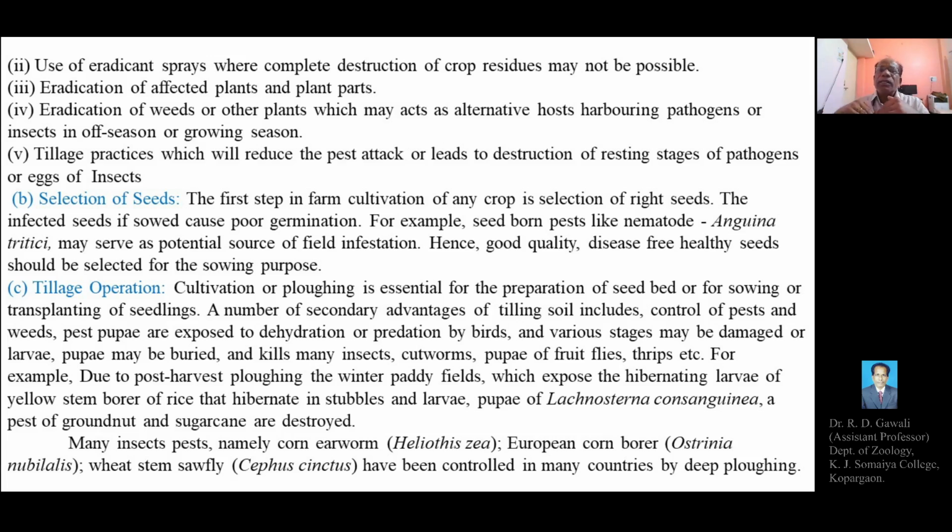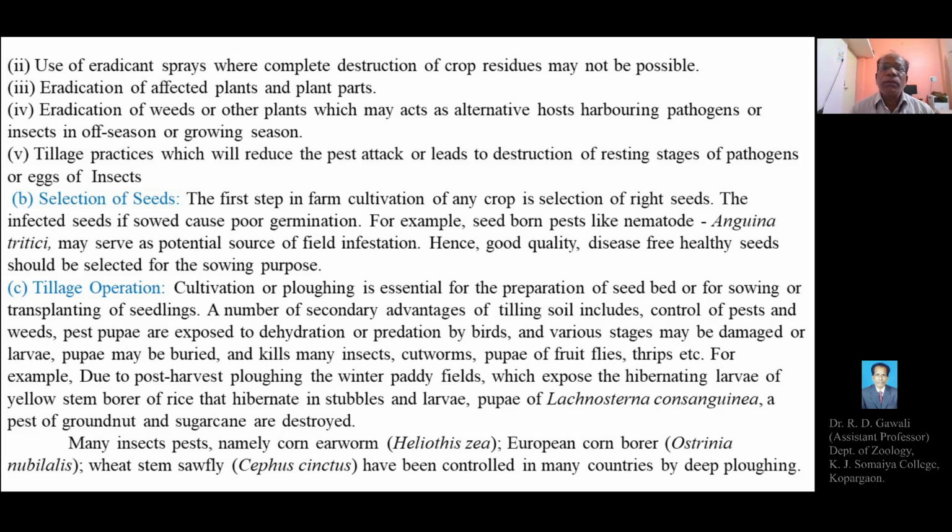Even some hidden stages which are present underside of the land get exposed to the sunlight and can get eliminated by its complete drying. So tillage practices will also help in reducing the pest population, or this leads to complete destruction of the resting stages of the pathogens or the pest or eggs of the insects.